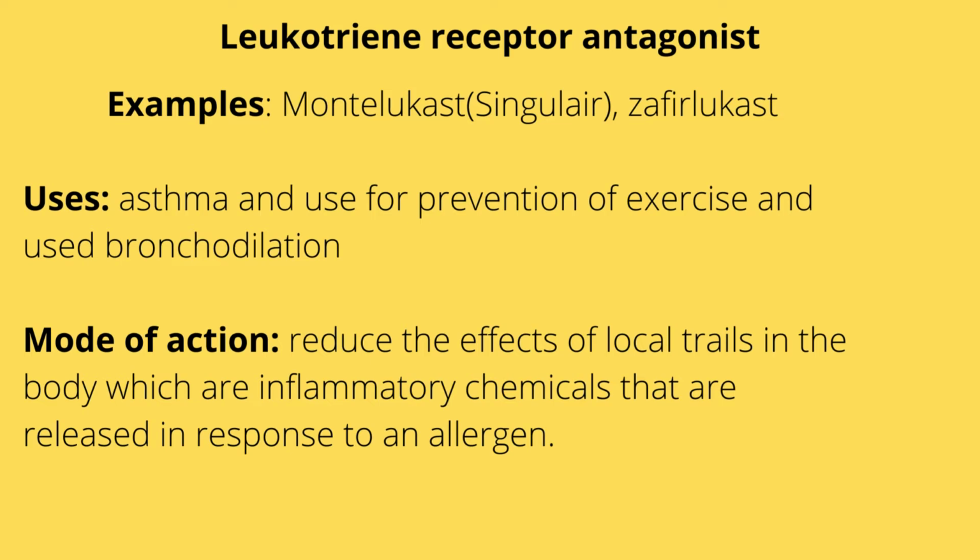So, a leukotriene receptor antagonist. Example is Montelukast, Singulair. It's normally given for prevention. This medication will prevent inflammation caused by asthma attacks. So the leukotrienes, they end with lukast. So when you say lukast, you just know they are leukotriene receptor antagonists.